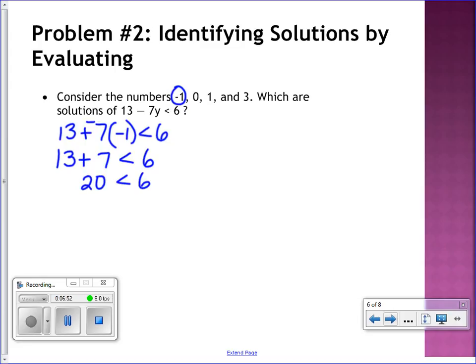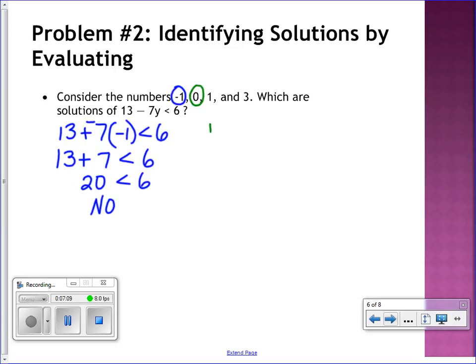20 is not less than 6, so -1 would not be a solution. So right now I'm going to say no. Let's do the next one. We're going to do 0.